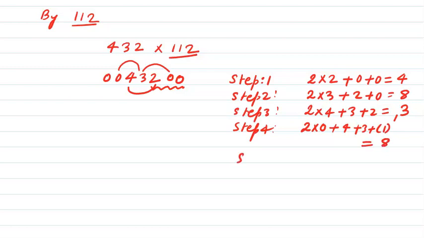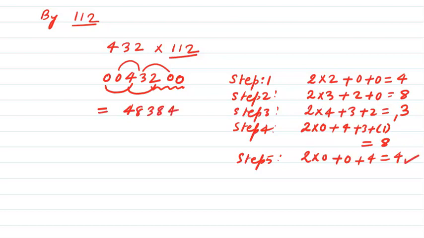And finally, in step number 5, we are going to take these three terms, that is 0 0 4. So we are going to multiply 2 into 0 plus 0 and then plus 4. So the answer is 4 here. So what is the product that we have got? The product that we have got is 4, 8, 3, 8 and 4. You can see 4, 8, 3, 8 and 4. So this is the product.